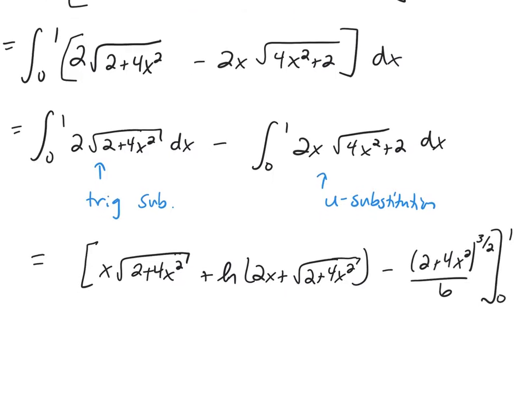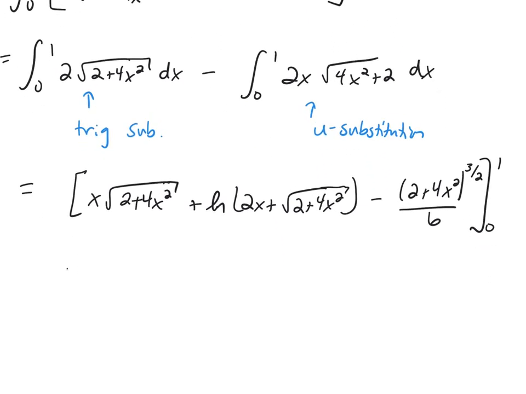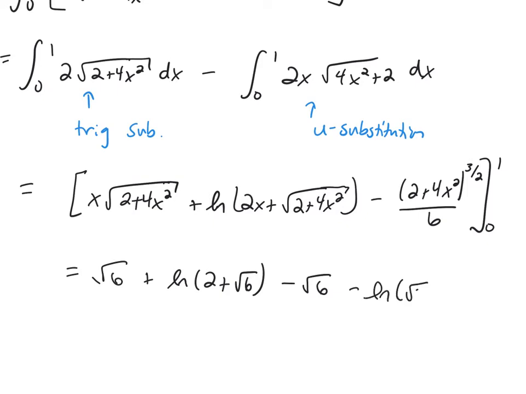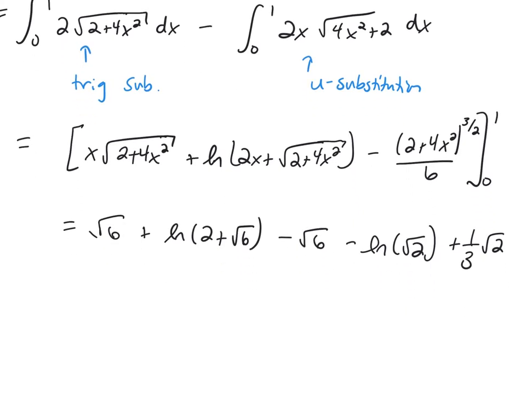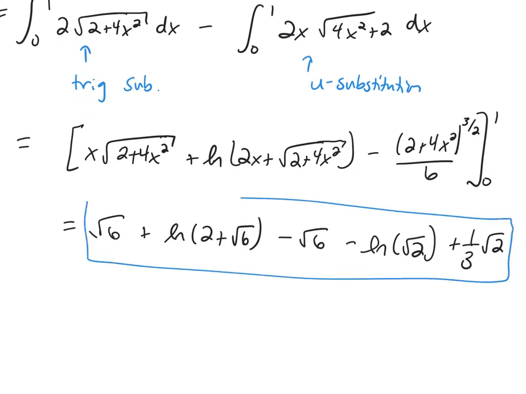And then you're going to plug in top number minus bottom number. So you'll get square root of 6 plus ln of 2 plus square root of 6, minus square root of 6, minus ln of square root of 2, plus 1/3 square root of 2. And you can just leave your answer like that. It's not pretty, but that would be your answer here.